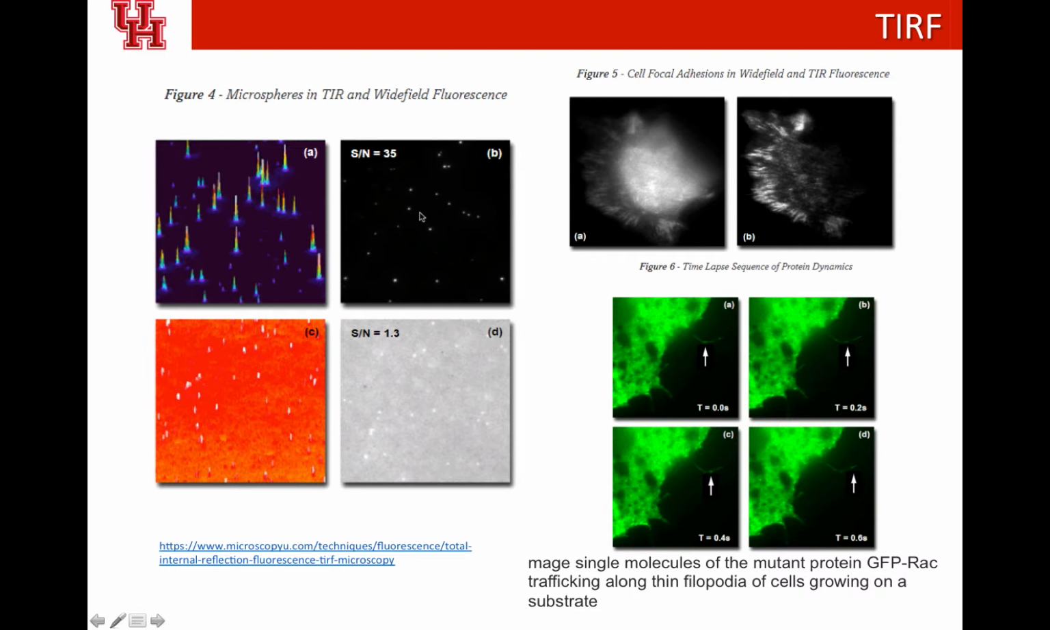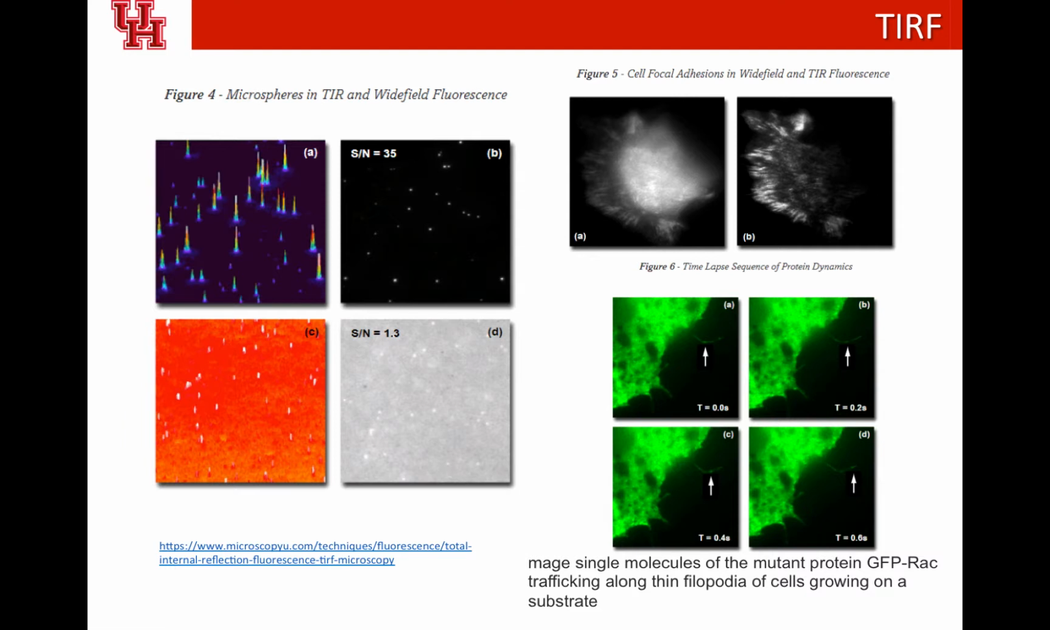On the top two, A and B, are the TIRF images, right? So you see really bright spots on the dark background, so the signal to noise ratio can reach 35. The bottom figures are wide field epifluorescence images of the same region. So you can still see those fluorescent molecules, but the background is relatively strong. So the signal ratio is only 1.3.